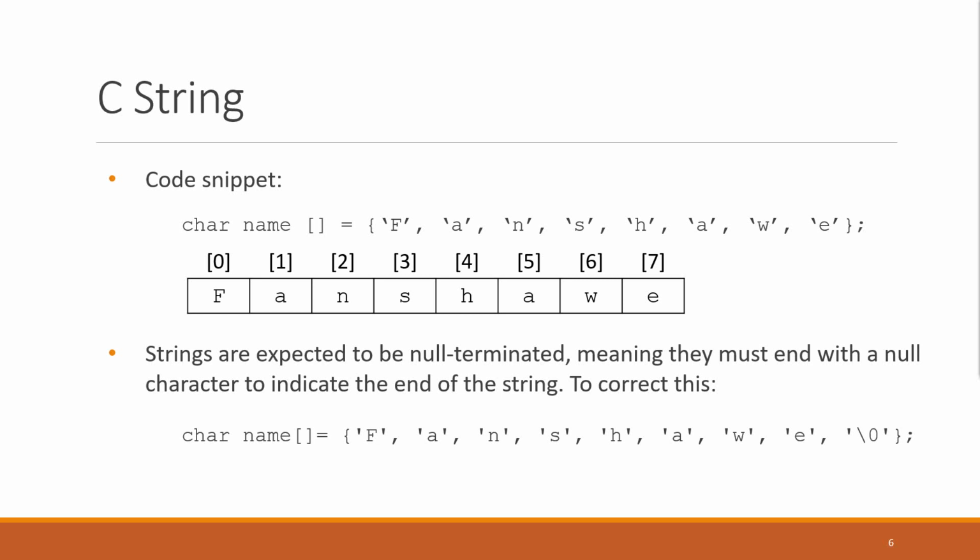It's just a character array holding the characters F, A, N, S, H, A, W, and E, but without the null terminator. To ensure name represents a proper C string, you would need to include a null character explicitly at the end of the initialization list, like so: char name[] = {'F','A','N','S','H','A','W','E','\0'}. This way, the string Fanshawe stored in name will be properly null terminated, making it a valid C string.